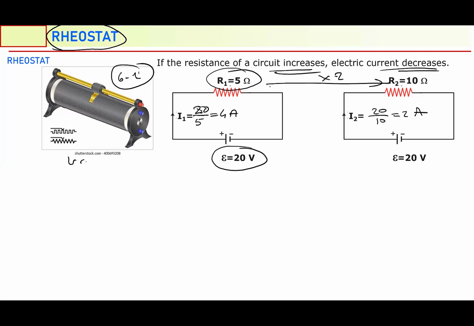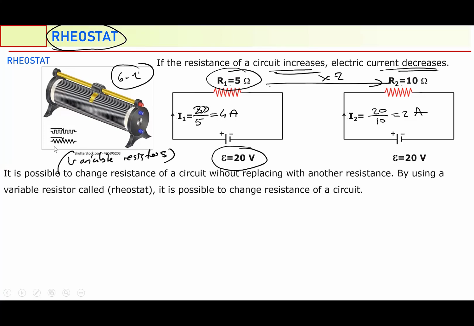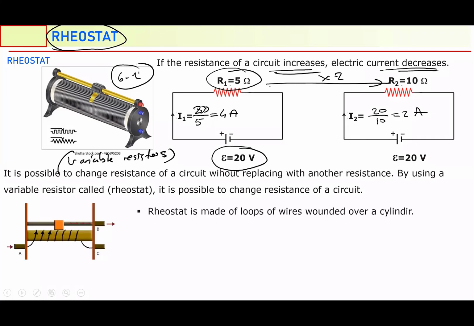They are variable resistors, rheostats. So it is possible to change the resistance of a circuit without replacing it with another resistor. By using a variable resistor called rheostat, it is possible to change the resistance of a circuit. Rheostat is made of loops of wires wound over a cylinder.